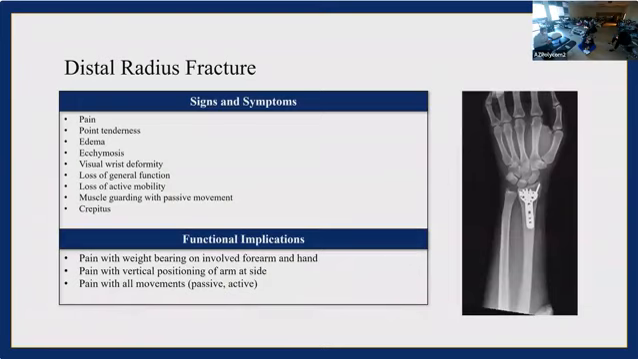The signs and symptoms: pain, point tenderness, edema, ecchymosis, visual wrist deformity, loss of function, loss of mobility, all things you would expect to see with a fracture. Functional implications: obvious pain with weight bearing, difficulty moving, actively or passively. Grip's going to be limited because you're in pain. You have a way to fix this through an ORIF, which you can see on the picture there, the plate and screws that are stabilizing it postoperatively.